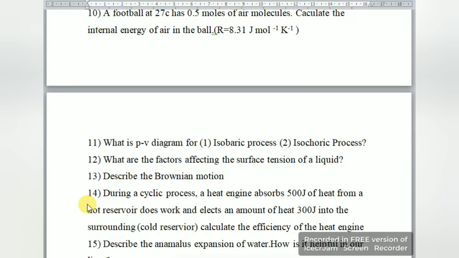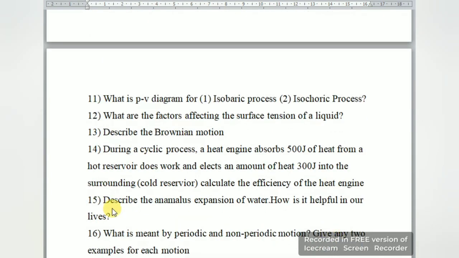Next one, what are the factors affecting the surface tension of a liquid? Next one, describe the Brownian motion. Next one, during a cyclic process, a heat engine absorbs 500 joule of heat from a hot reservoir, does work and ejects an amount of heat 300 joule into the surrounding cold reservoir. Calculate the efficiency of the heat engine. Important question. Next, describe the anomalous expansion of water. How is it helpful in our lives?